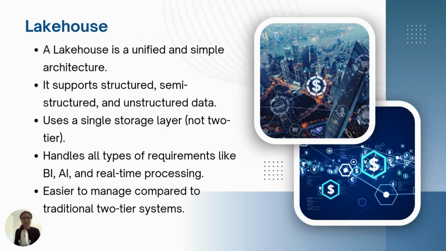Next is the lakehouse. The lakehouse is nowadays a very commonly used and very modern architecture. It is a unified and simple architecture. Why? Let's get into that. It supports structured, semi-structured, and unstructured data. It uses a single storage layer, not two-tier. In the combined architecture, whenever we are using a data lake and data warehouse, we have two storage layers; here we have a single storage layer. That's the very important area, and it handles all types of requirements like BI, AI, and real time processing, all very easy to manage compared to traditional two-tier systems, because it has a single storage, like one truth. All your data is kept in a single storage layer, so it's a one truth solution.